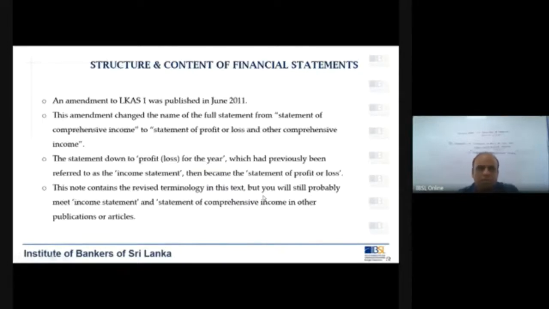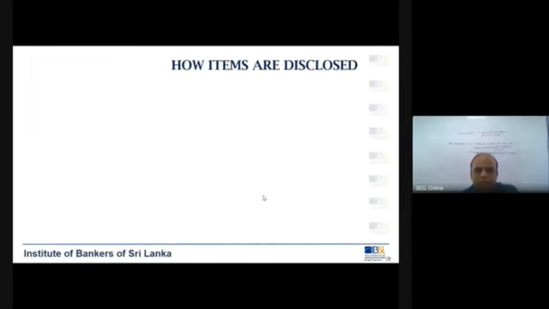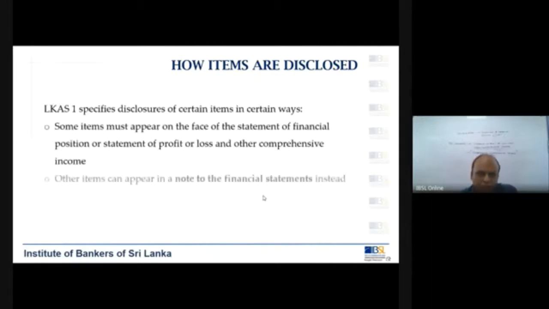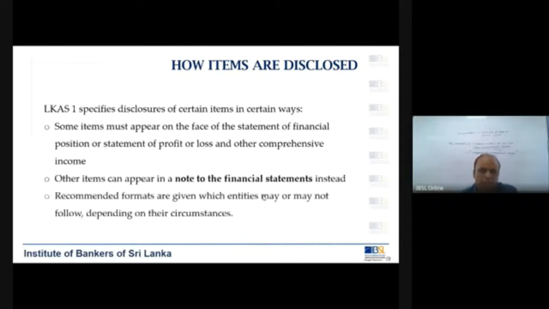So that is about the structure and content. Then how items are disclosed. Now this is again very important because the standards require certain items in the financial statements to be shown on the face. We call it on the face. On the face means that the line items will appear on the financial statement. Certain items can go to the notes, or in our terms, workings.